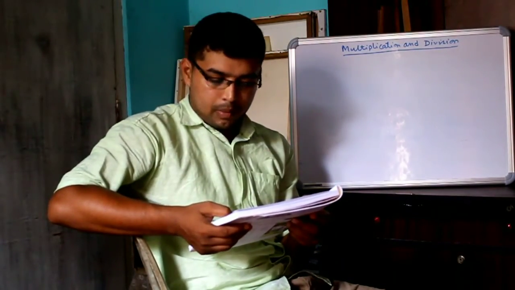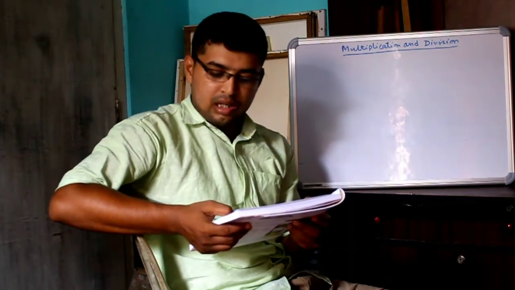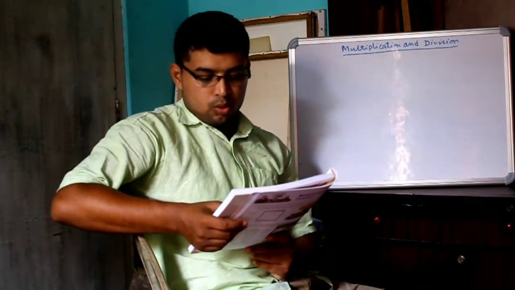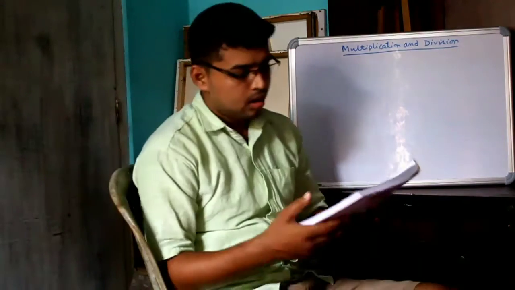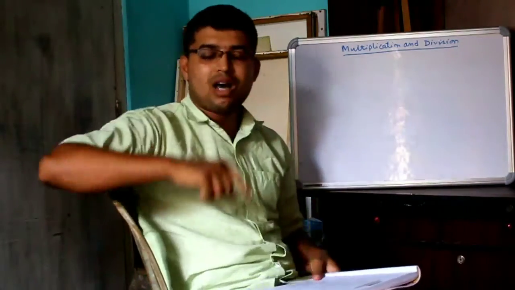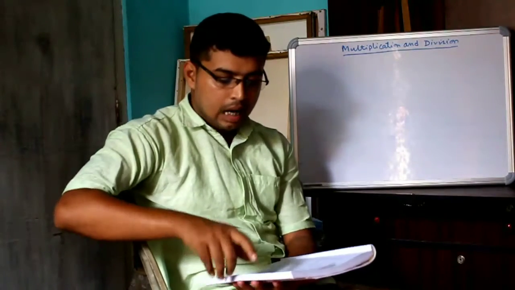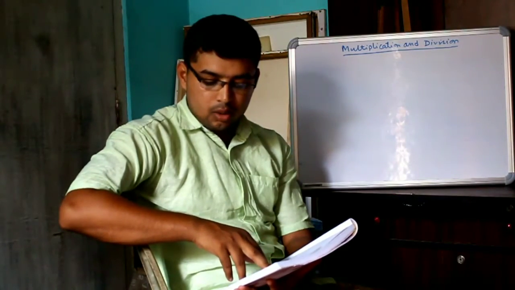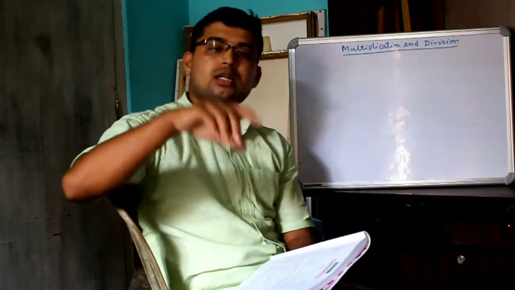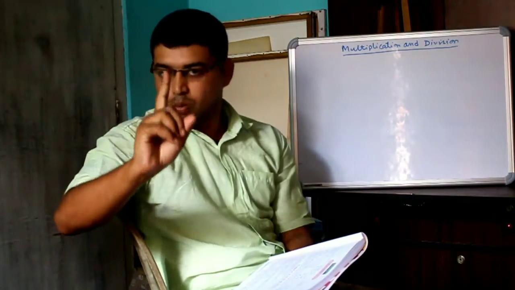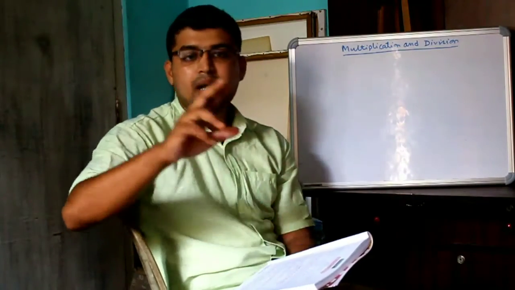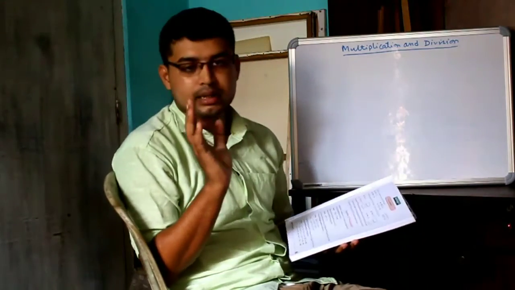Next, number 4. Each box has 424 picked apples. How many apples will be there in 285 such boxes? Given in one box is 424 apples. How many apples will be there in 285 such boxes? You have to find for 285 boxes. So if given in one box, but asking more boxes, then you have to multiply. So 424 into 285, you multiply, then you will get the answer.